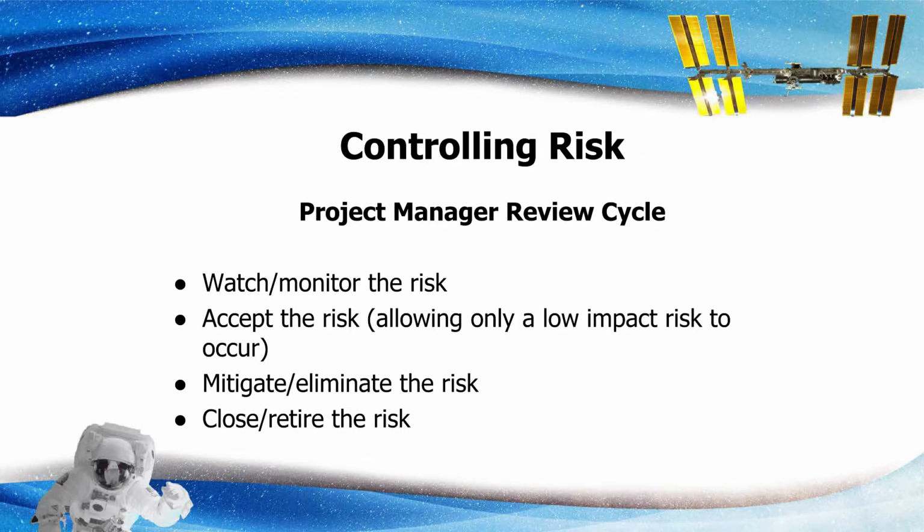During each project review cycle, the risk owner provides an updated status of the mitigation plan and the contingency plan, allowing the project manager to watch or monitor the risk, accept the risk, only allowing a low impact risk to occur, mitigate or eliminate the risk, and close or retire the risk. If the risk requires action, the project manager uses resource leveling techniques for risk mitigation or risk elimination purposes. When controlling risk is utilized throughout the entire lifespan of a project, there is a reduction in the amount of defects or errors that occur.